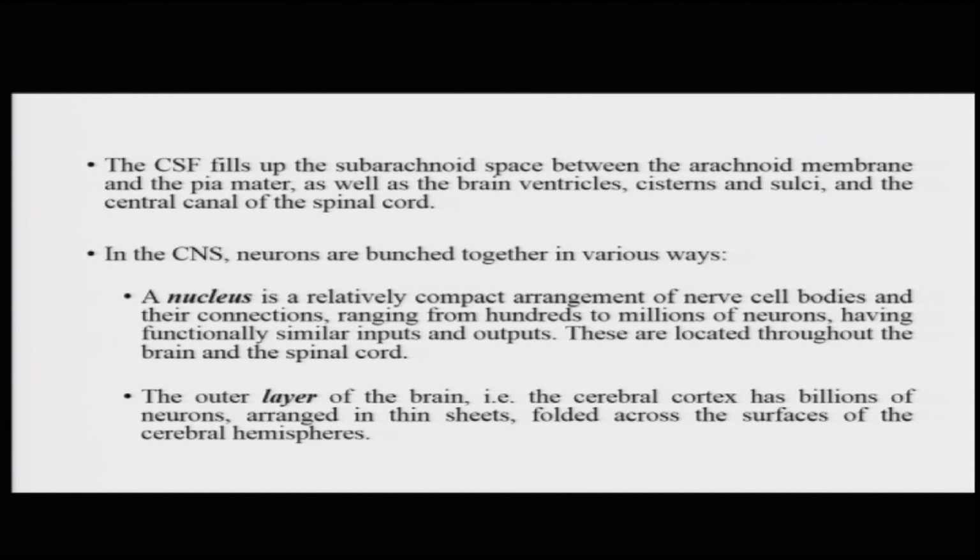Now, one of the ways is being arranged into a nucleus, the other is being arranged in the form of a layer. So this outer layer of neurons is what forms your cerebral cortex, which contains billions and billions of neurons, and they are arranged in thin sheets laterally, and they are folded across the cerebral hemispheres. You will see, when we talk about the structure of the brain, that there are these structures called the sulci and gyri, which are just sheets of these neural arrangements folded like, say for example, some kind of fondant icing on a cake.